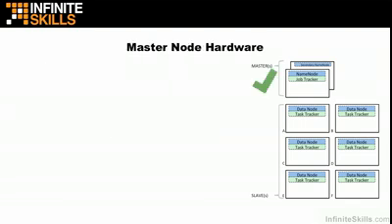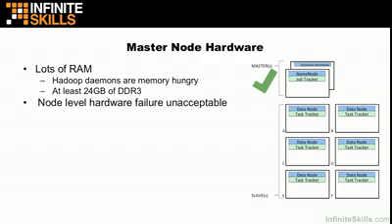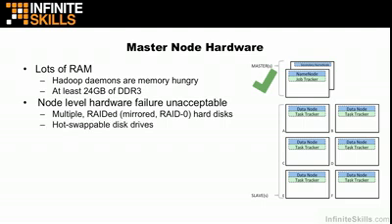Looking specifically at the master node hardware, the number one consideration that you want is lots of RAM. The Hadoop daemons that run core Hadoop are very memory hungry. This means that you want at least 24 gigabytes of DDR3 RAM in these machines. Again, the node-level hardware failure for the master nodes is unacceptable. You want multiple RAIDed, mirrored, or RAID-zeroed hard disks. You want hot swappable drives, and you want dual redundant everything. Multiple NIC cards, or network interface cards, dual power supplies, and so forth.